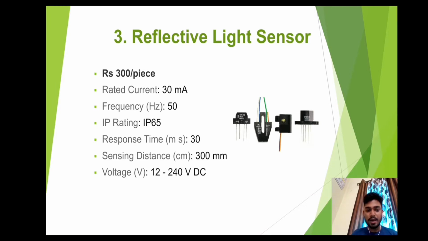IP rating defines the ingress protection, meaning how it is protected from dust and water. So it is 65, which means it is wholly and perfectly protected from water and dust. The response time is 30 milliseconds, meaning it can respond within 30 milliseconds. The distance within which it can work is 300 millimeter, meaning 30 centimeter.